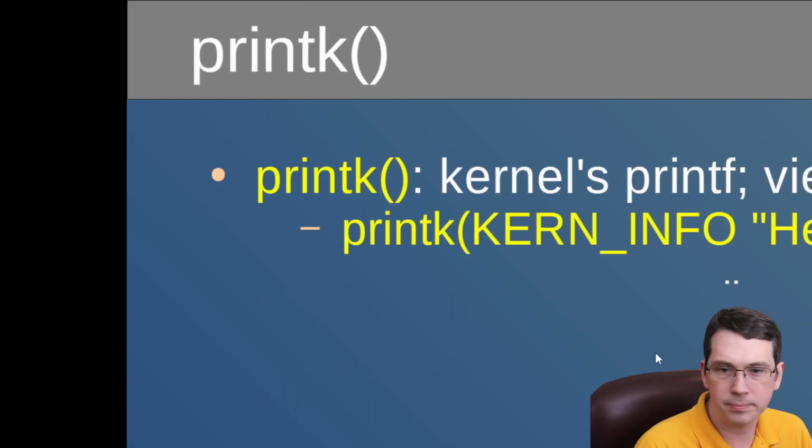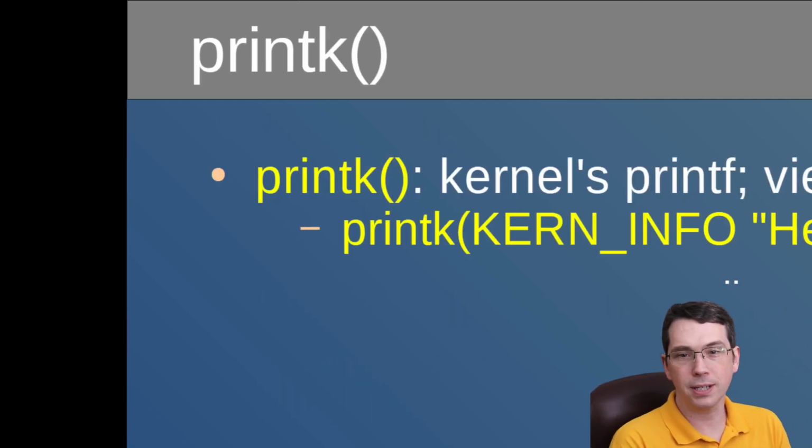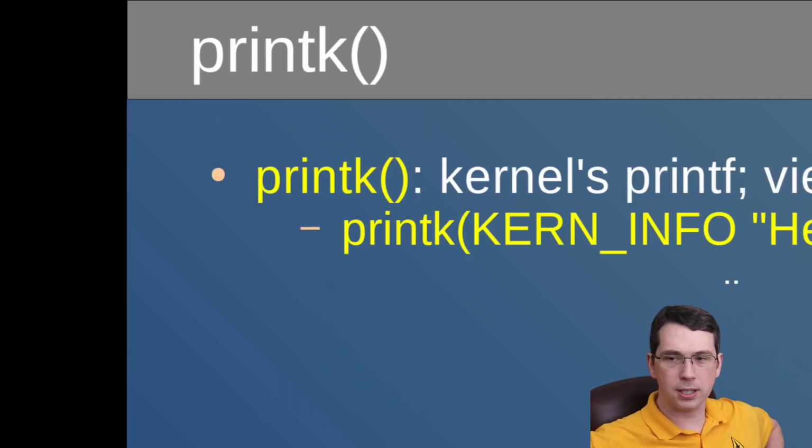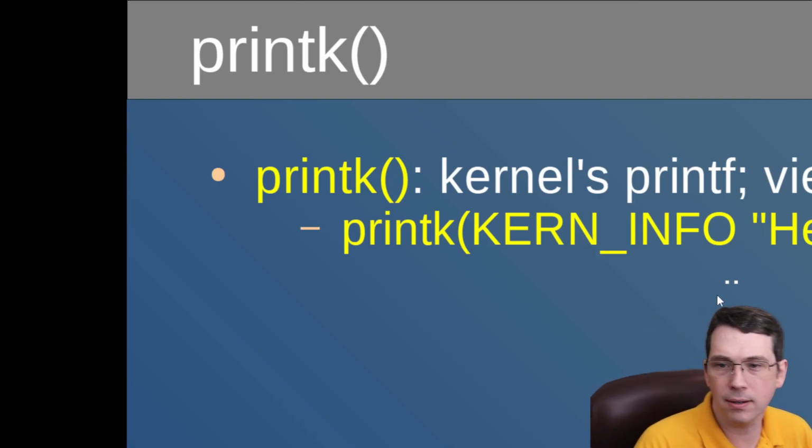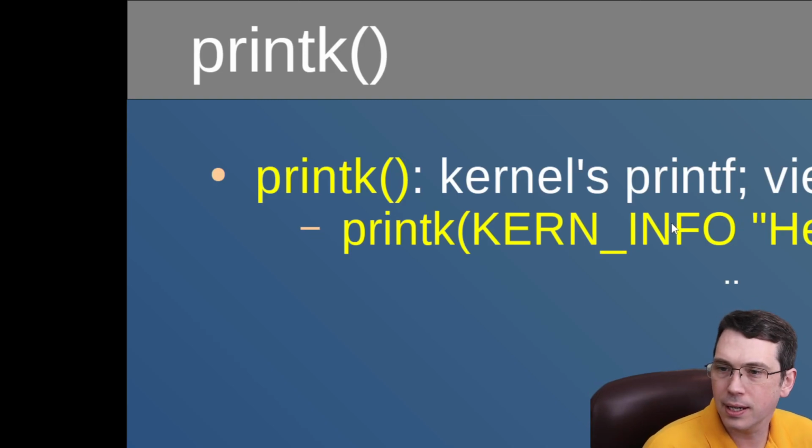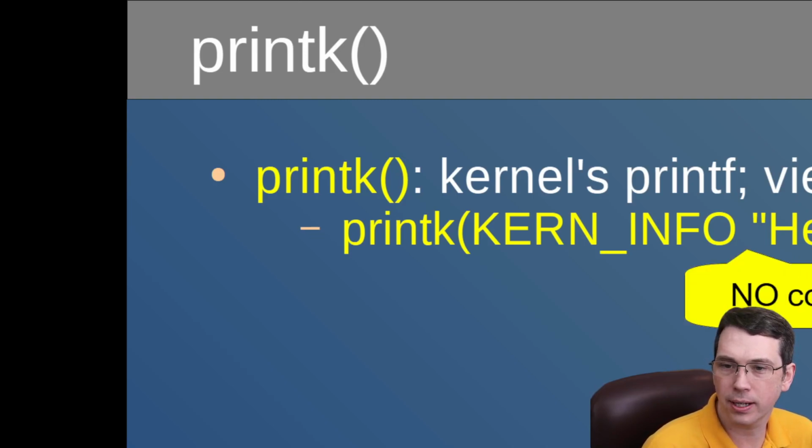So let's carry on with printk. Here's another printk just to walk us through. If you ignore the current info at the front, it looks like a standard printf: Hello, %d, %s, so d for a decimal, s for a string, and so forth. The big thing to remember is there's no comma here.